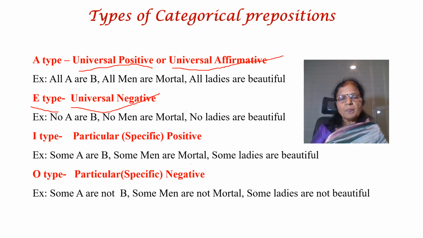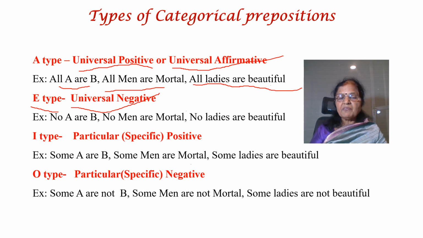Look at the example, universal positive: all A are B. All men are mortal, all ladies are beautiful. Don't ask me, you're not going to analyze the question, how can all the ladies be beautiful? No, that is not our problem now. You classify them, what type of proposition it is. So it is positive, so affirmative. And it talks about all ladies. So that means universal. And universal affirmative is A type. So the first line, all these are examples for A type of proposition.